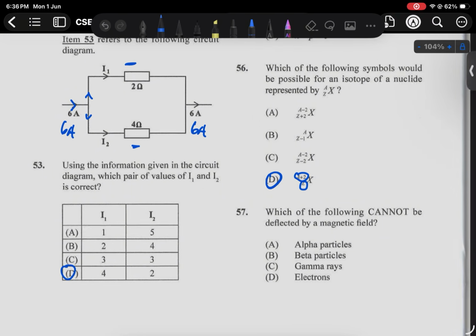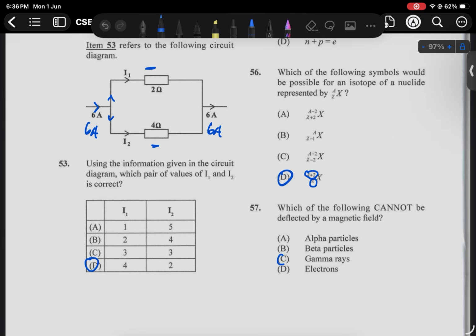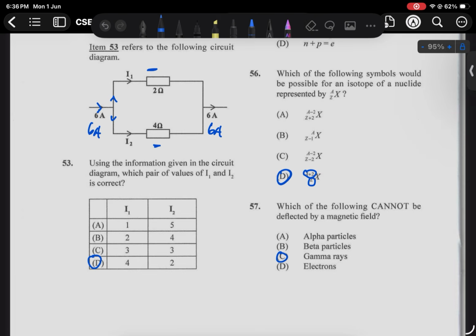Which of the following cannot be deflected by a magnetic field? Since gamma rays have no charge, they're not deflected by a magnetic field.